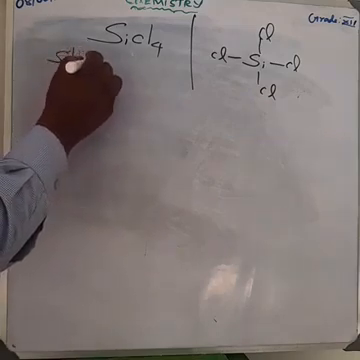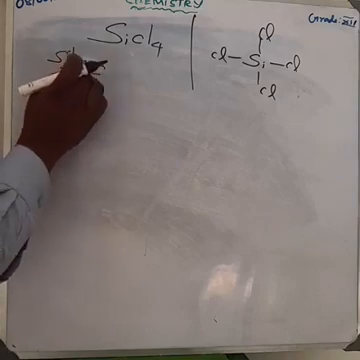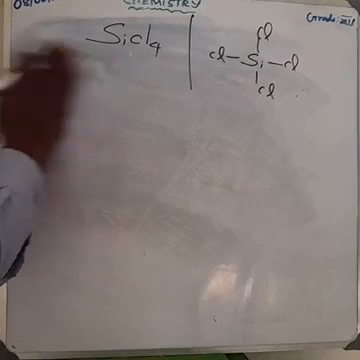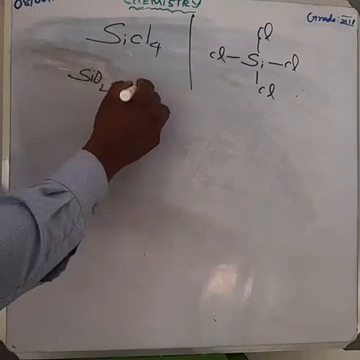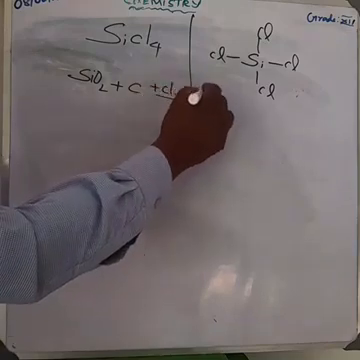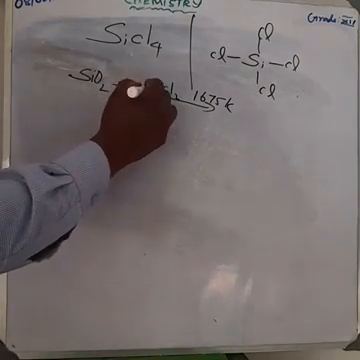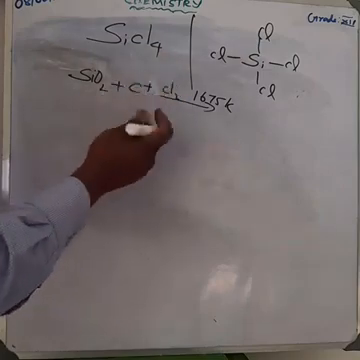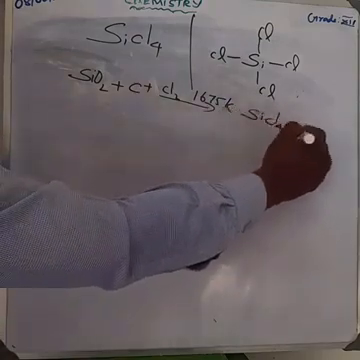How can we write the preparation of silicon tetrachloride? Silicon tetrachloride can be prepared by the reaction of silica. What is the formula of silica? SiO2. SiO2, all of you know, is sand. Am I right? Sand, silica. It reacts with carbon in the presence of chlorine, heating at a temperature of about 1675 Kelvin. It's very important, don't forget the temperature. SiO2 reacts with carbon in the presence of Cl2: silicon combines with chlorine to give silicon tetrachloride, and carbon combines with oxygen to give carbon monoxide.